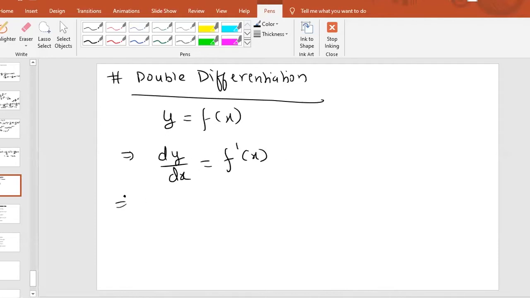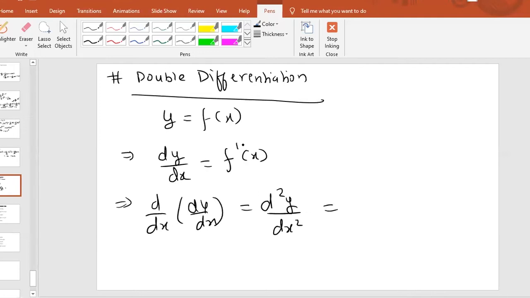Now we can further differentiate this function. We can write it as d by dx of dy by dx. Double differentiation means we are differentiating dy by dx. How to represent double differentiation? It is represented by d square y by dx square, and in function form it would be f double dash of x.